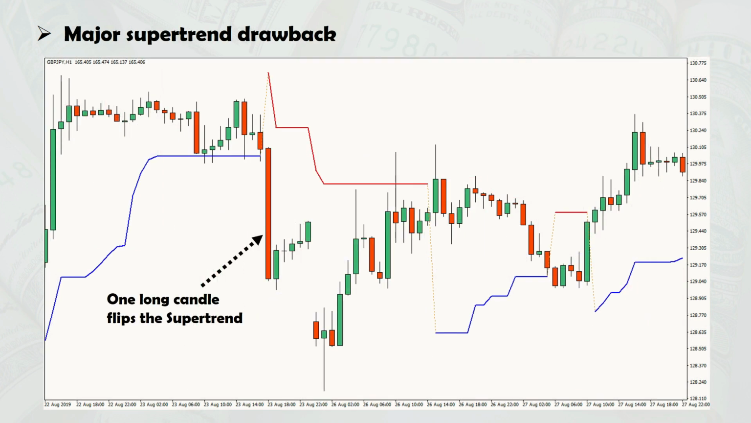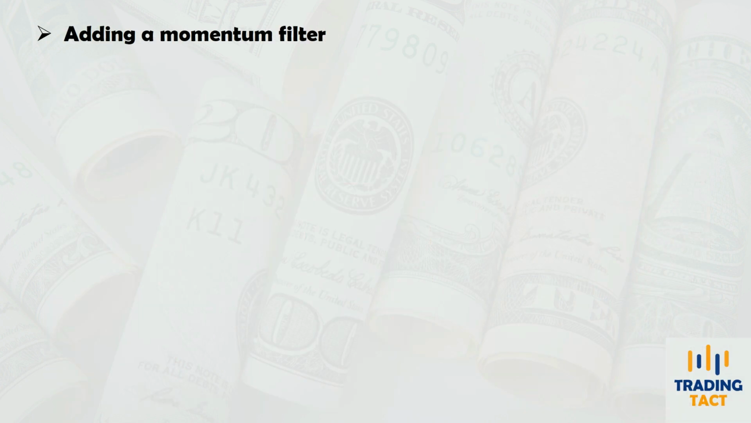A major drawback of the Supertrend indicator is that a single long candle is likely to flip the trend direction. You may encounter an unfavorable news release, or an extended pullback in a long-term trend. These may not necessarily indicate a trend reversal. To filter out some of these premature entries, I'll add a momentum filter that contains a small time lag.